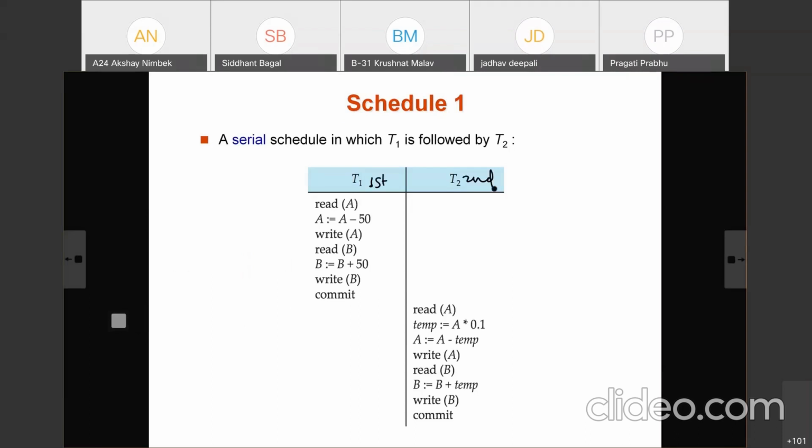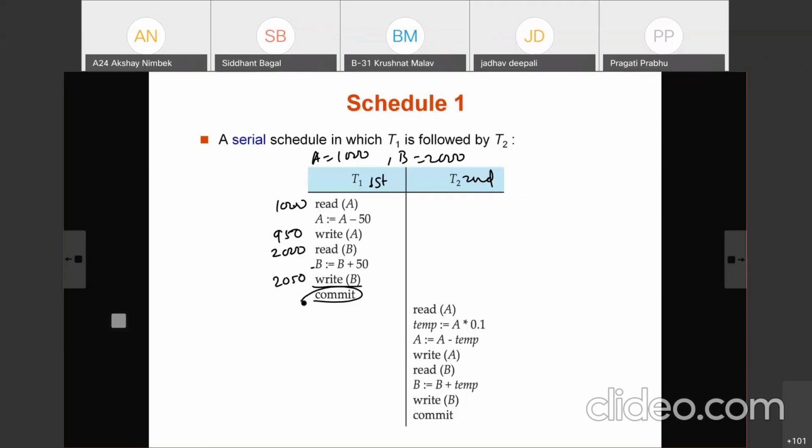Now again we consider A is equal to 1000 initially and B is equal to 2000. Start with transaction T1. What value of A does it read? 1000. A is equal to A minus 50. What value of A does it write? 950. Then it reads the value of B, 2000. B is equal to B plus 50, then it becomes 2050. So the transaction completed successfully. The last instruction is executed, values are written to the disk, then it enters the commit state. Commit indicates the transaction completed successfully.